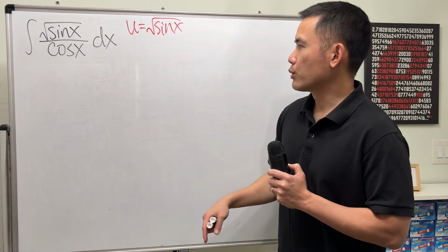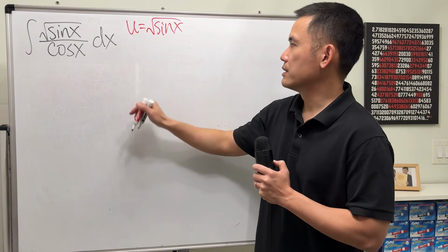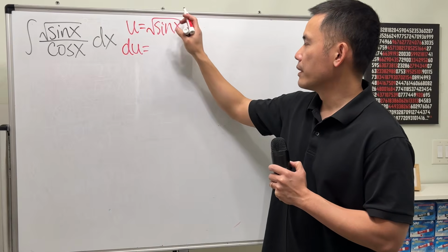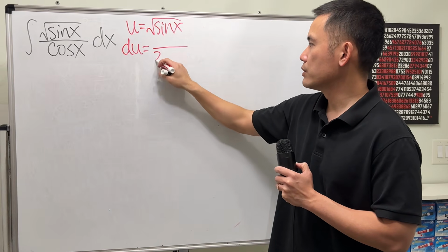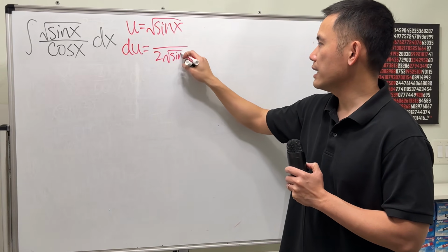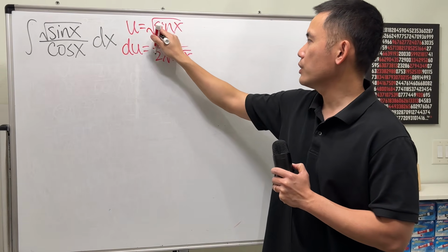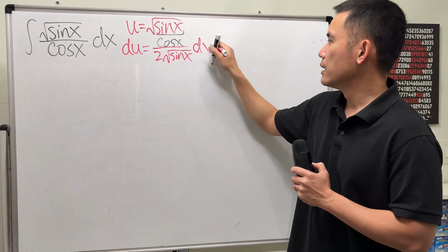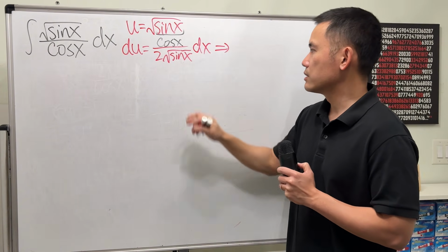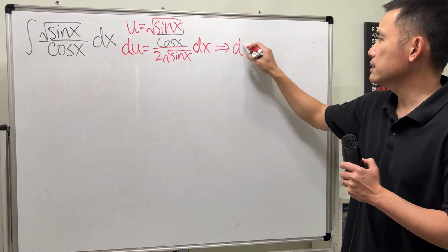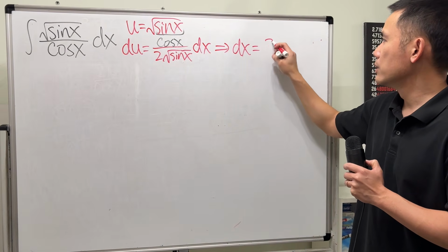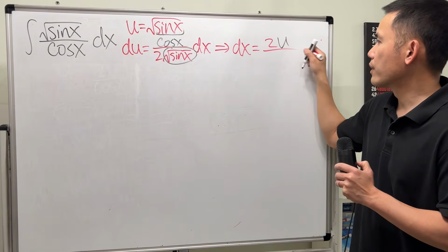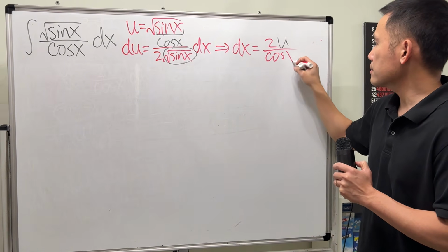This actually works out really well, but let's get the dx first. I'll just differentiate this. We get du equal, the derivative of square root is 1 over 2 square root of the same thing inside, and then use the chain rule. The derivative of that is cosine x. And I want to isolate the dx, so multiply the reciprocal to both sides. So dx equals 2 times u over cosine x.